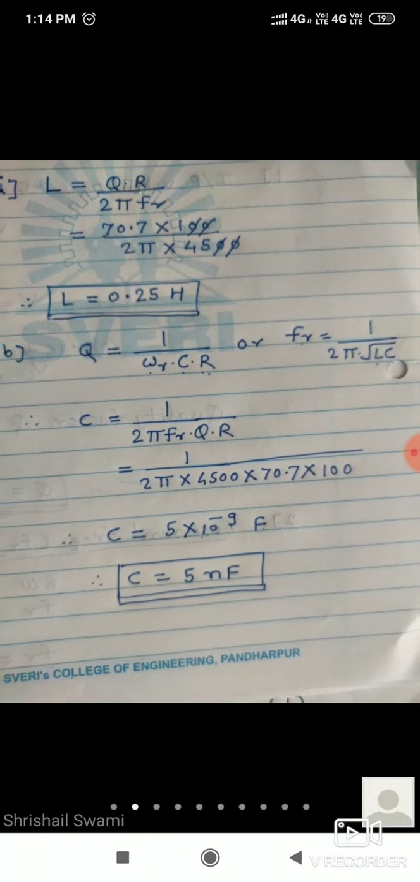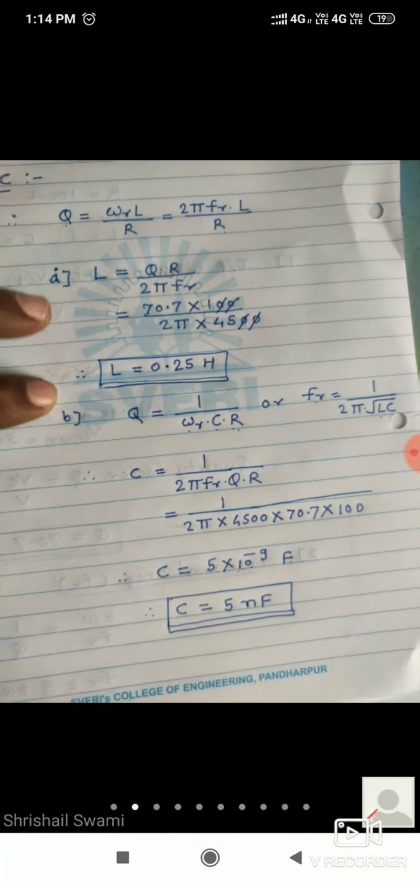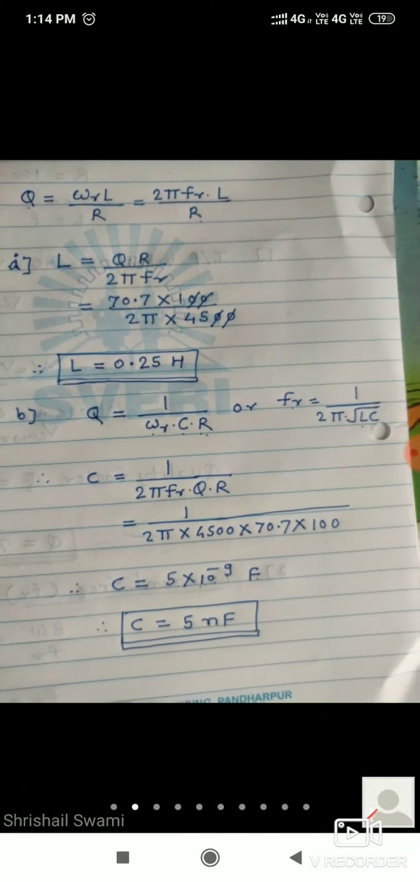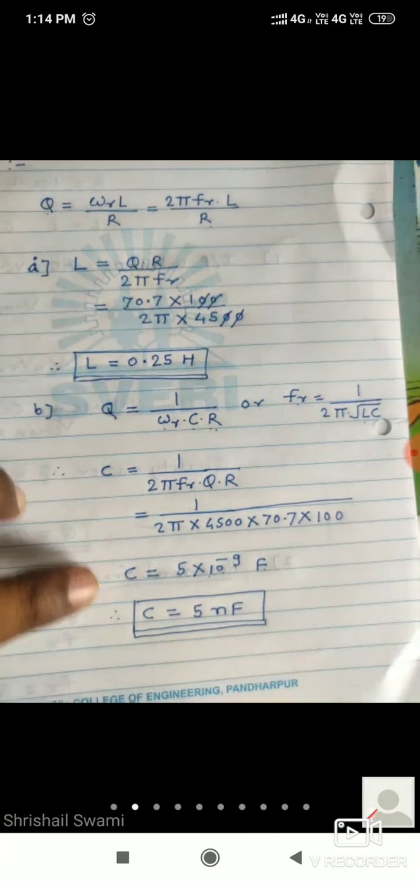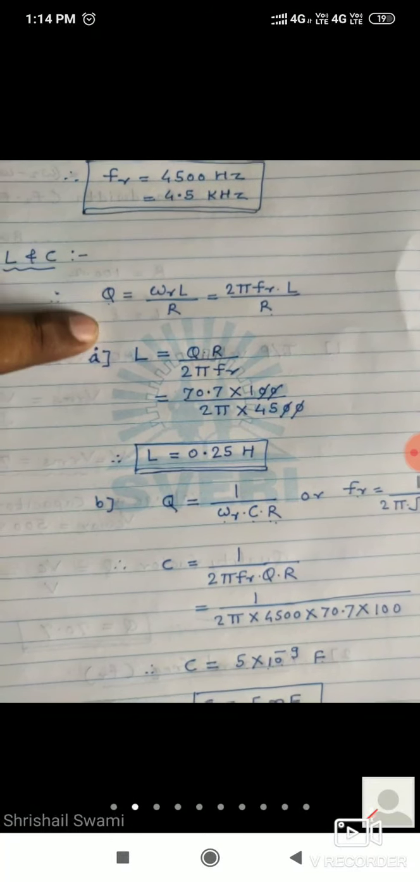Everyone, all these values, whether you got the same, if anyone got different, share with us. With L value, C value, FR value, if you got different other than these, please share.